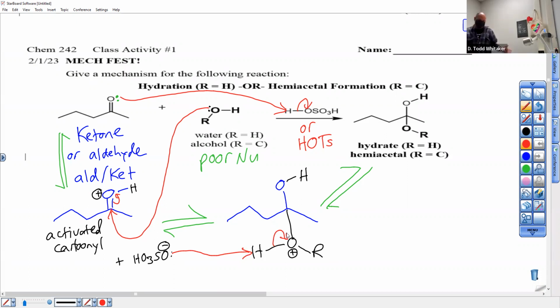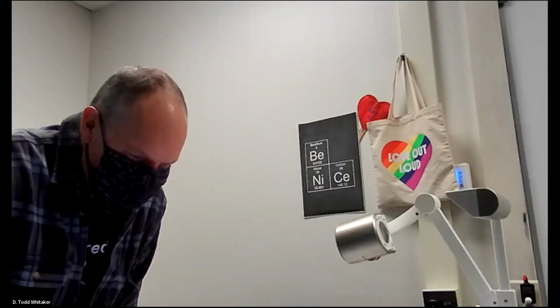And that's it. It's not a bad mechanism, is it? We like it because we know it's good for hydration to make a hydrate, where this would be an H, and it's good for hemiacetal formation. We'll talk more about hemiacetals in the next video, because the first 3 videos all involve hemiacetal and acetal to some extent. No acetal here. And we will leave it at that. And we'll come back with our next one.